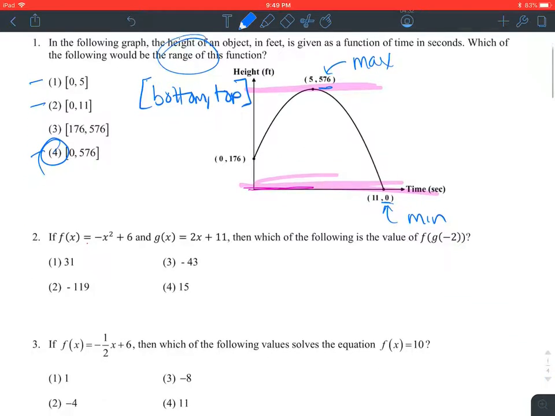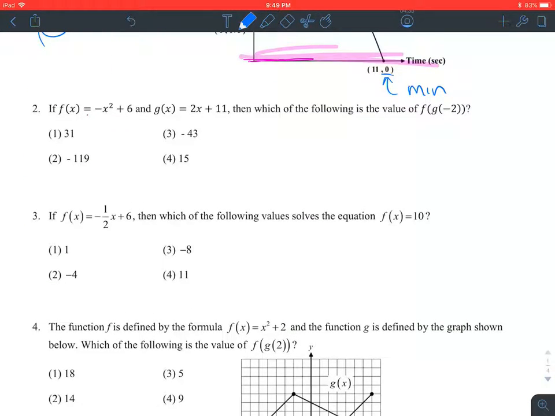Question number 2 is asking us to do the composition of two functions. We are taking the value -2 and using it as an input to the function g. That's the first step. When we evaluate this, we end up with -4 plus 11, which is 7.